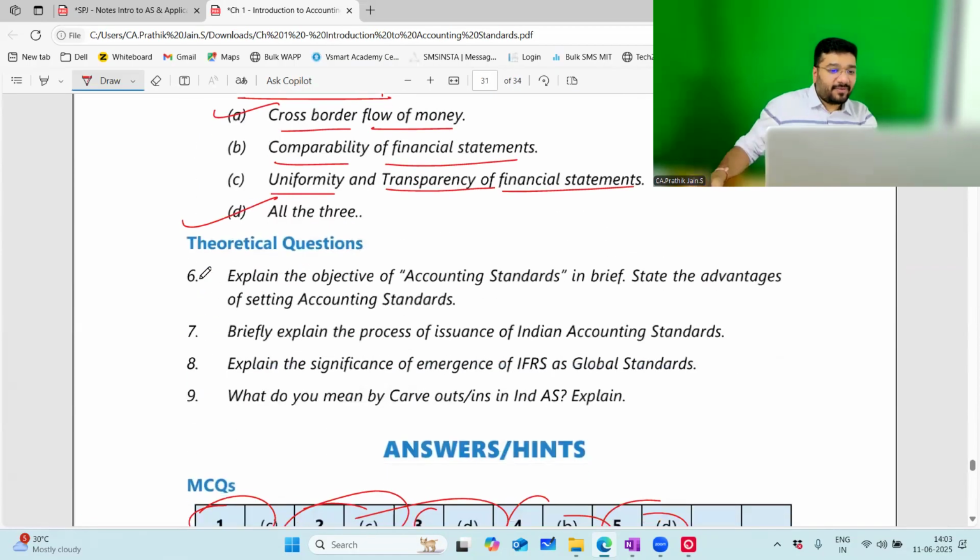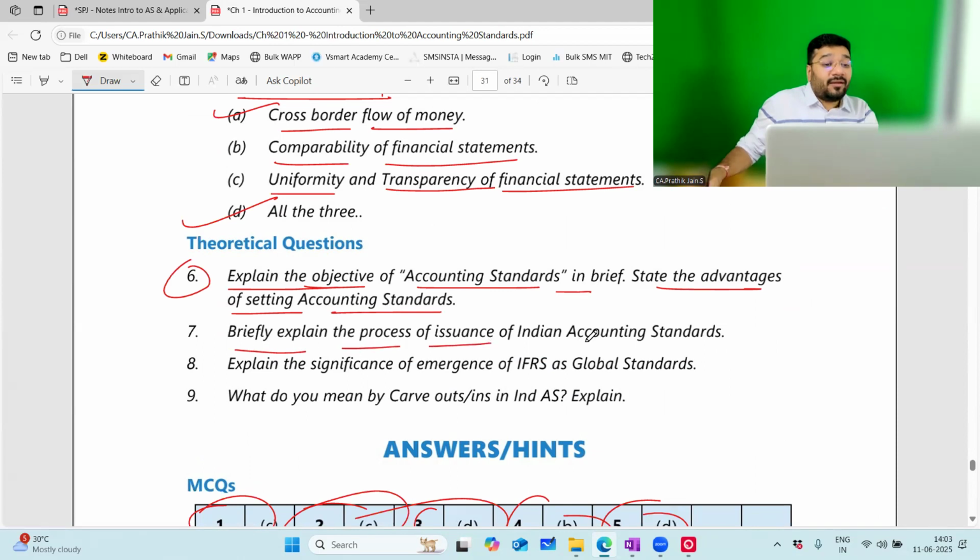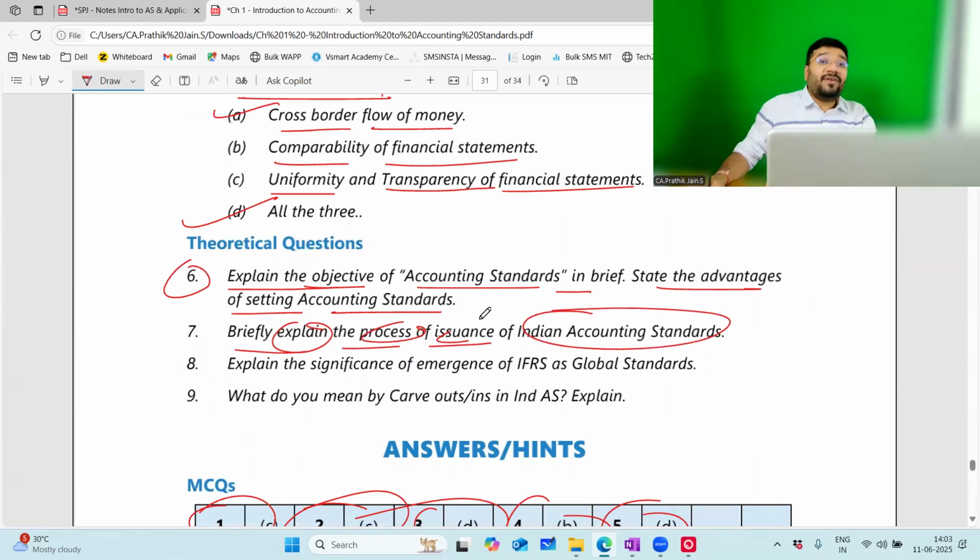Here it is. Explain the objective of accounting standard in brief. State the advantage of setting the accounting standards. Briefly explain the process of issuing Indian accounting standard, AS. We studied today the process of issuing AS. Explain the significance of emergence of IFRS as global standard.